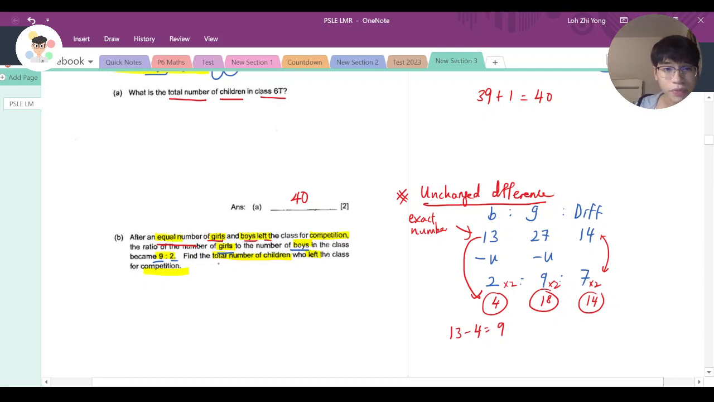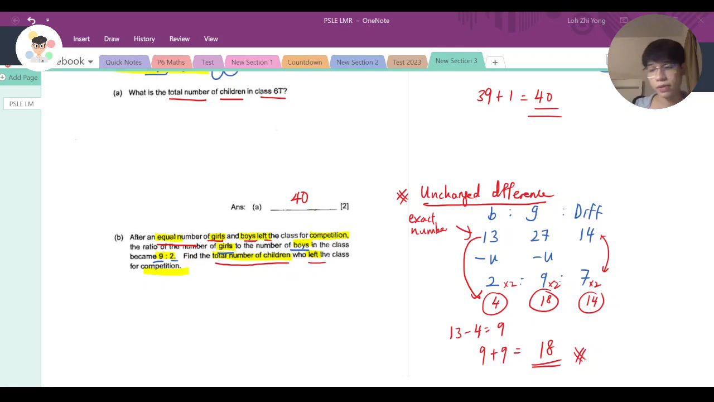Now the question is asking for the total number of children who left. Of course, boys have 9, right? Girls also have 9, right? So 9 plus 9, 18. So that is the answer. 18 is the answer for B.